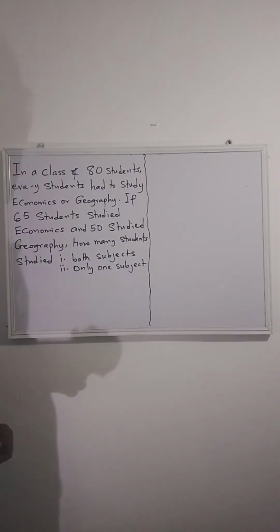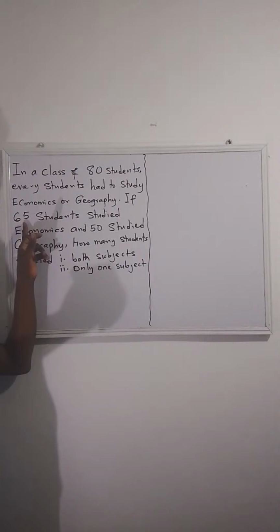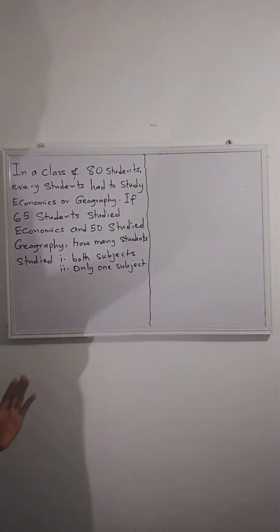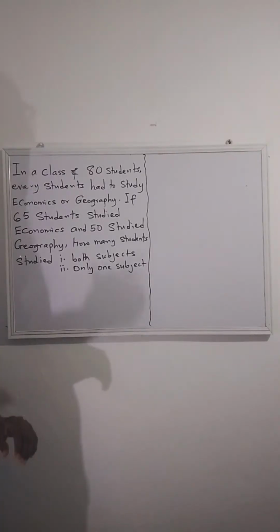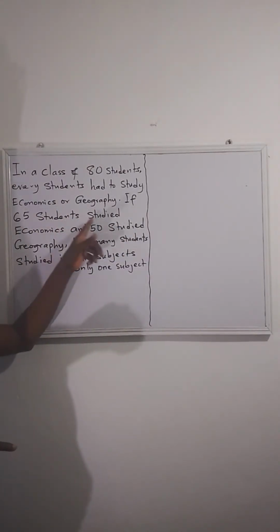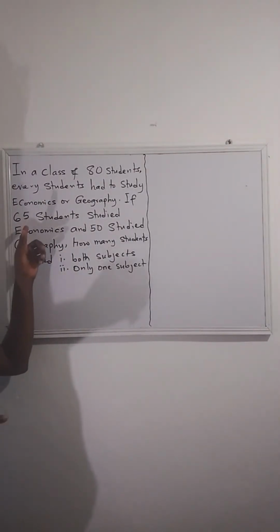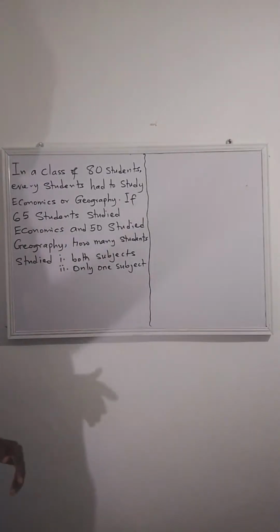paragraph. We have, if 65 students study economics. Now, the number of students that study economics, they are what? 65. You see that statement, you have to be very careful so you don't miss everything whole. If 65 students study economics, now the question had not said that 65 students study only economics. Now, let's read the question again. If 65 students studied economics, now, that does not mean that out of these 65 students, we don't have some of them that also study another subject.